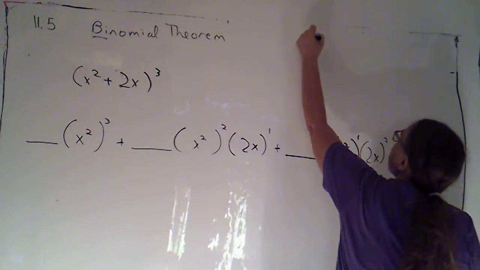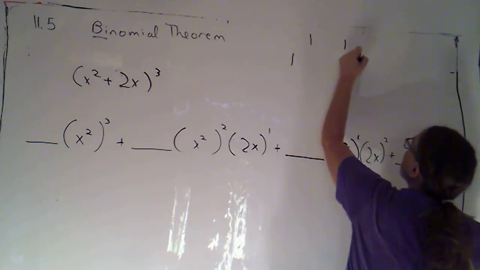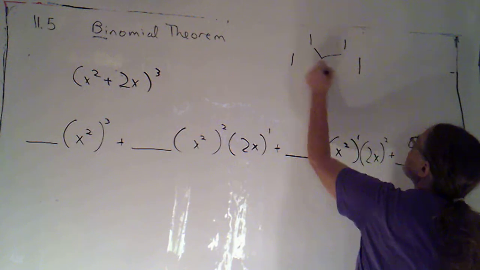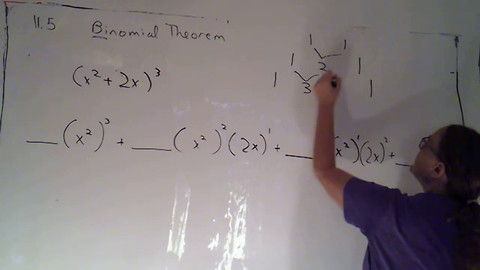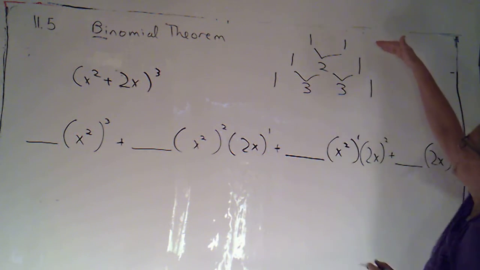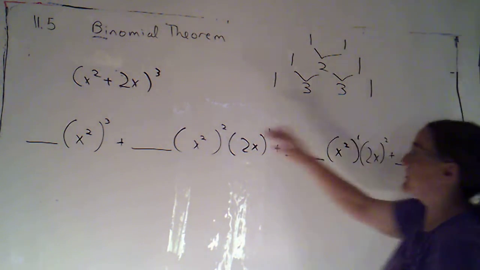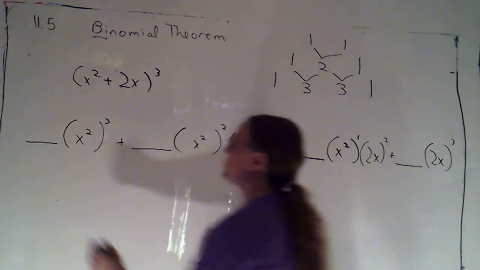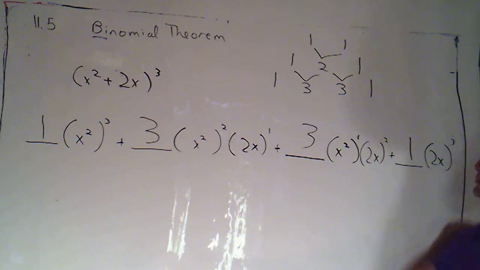I think I'm going to write that up here. So I start with a 1 and a 1, move out, 1 plus 1 is 2. Move out, 1 plus 2 is 3, 2 plus 1 is 3. That's the third row, which corresponds to the coefficients for the third power. So I can now fill in 1, 3, 3, and 1.